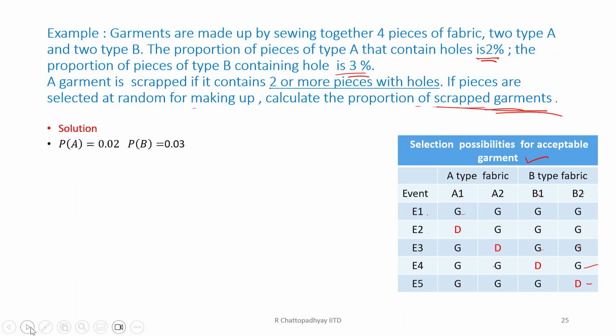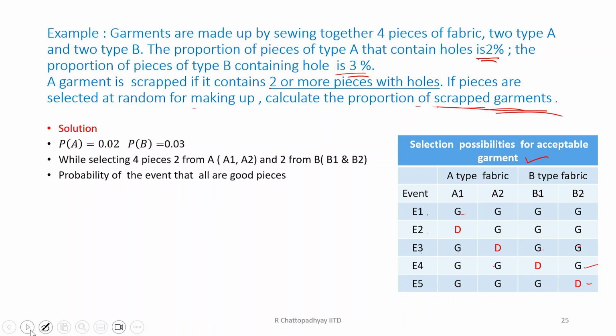So PA is 0.02, PB is 0.03, while selecting 4 pieces, 2 from A and 2 from B. We write them as A1, A2 or B1, B2. Probability of the event that all are good pieces will be how much? Everything, all of them are good. That means this event.